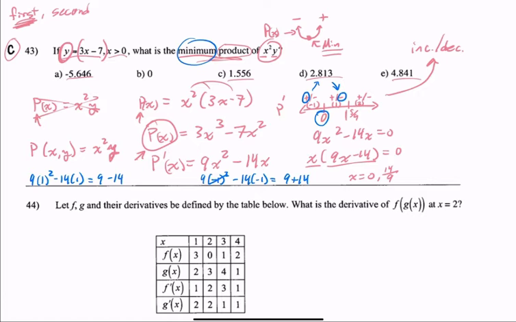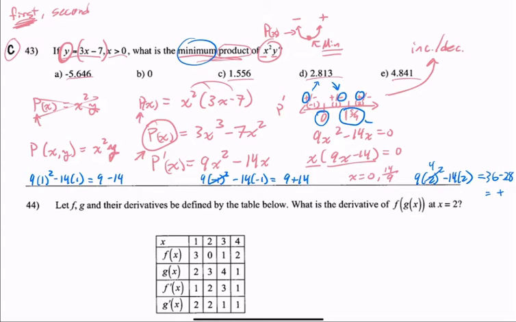Let's see what happens after this critical value, 1 and 5/9. So I'm going to plug in 2. We get 9 times 2 squared minus 14 times 2. 2 squared is 4, and 4 times 9 is 36. And then 14 times 2 is 28, so we subtract 28. This is going to be a positive number, and so we're increasing there.